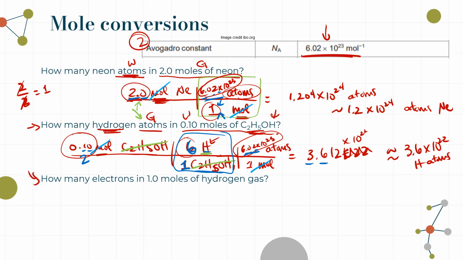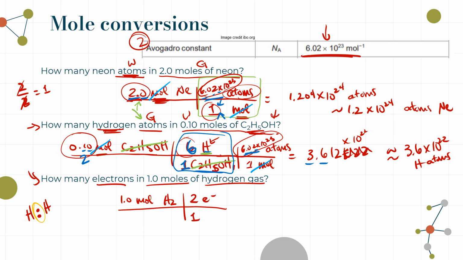Let's do one more. How many electrons in 1 mole of hydrogen gas? So let's start with our 1 mole of hydrogen gas. Remember that hydrogen gas is diatomic, friends. H2 is hydrogen gas. Railroad tracks, fraction bars. We need to convert to electrons. How many electrons in hydrogen? Well, 1 hydrogen has 1 electron, but if it's hydrogen gas, they're sharing that pair of electrons. So how many electrons? Looks like 2 electrons in every 1 hydrogen gas molecule.